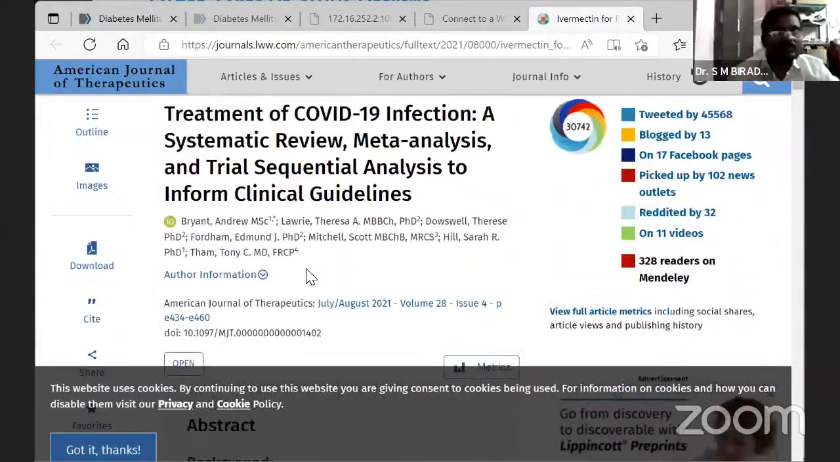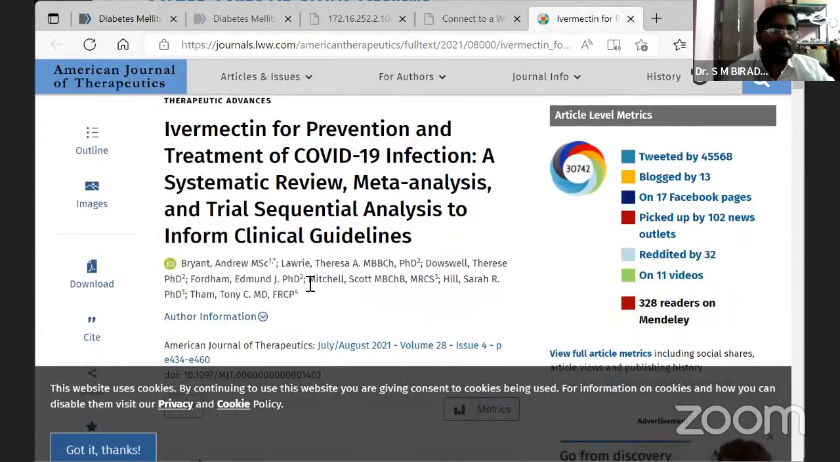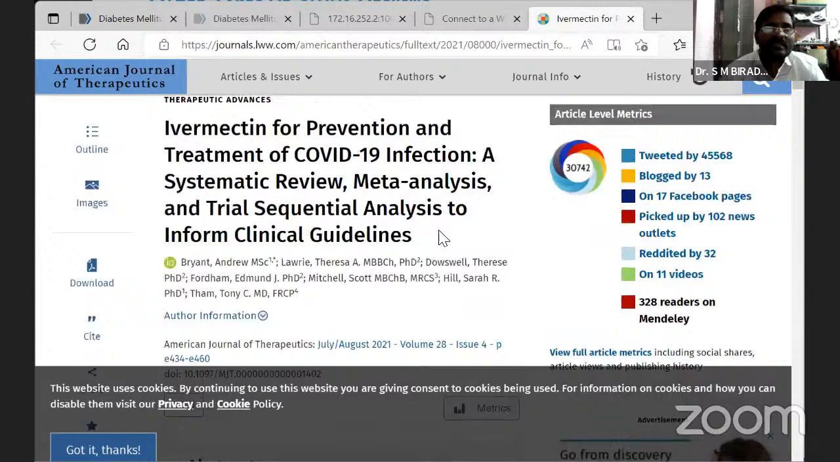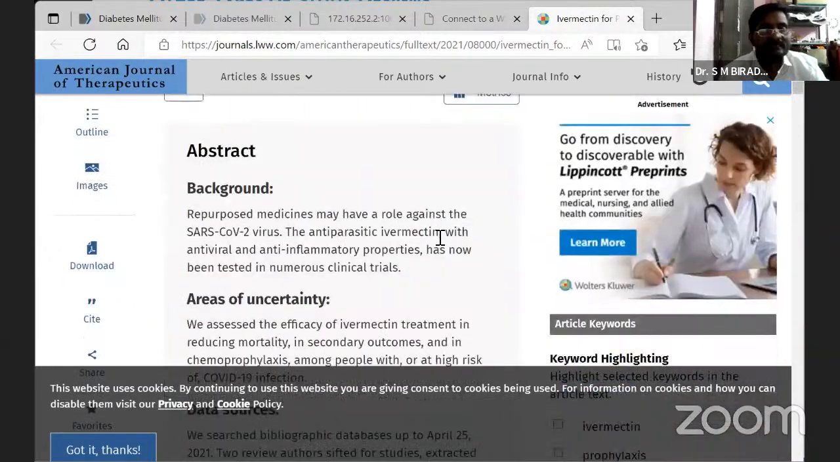Yeah. Just see the topic. The topic title is: Ivermectin for prevention and treatment of COVID-19 infection: A systematic review, meta-analysis, and trial sequential analysis to inform clinical guidelines. So what they have done under this meta-analysis, you can see here.